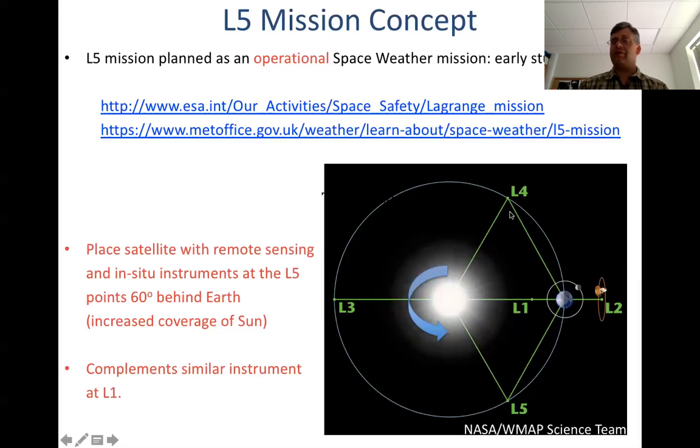Now, each of these points is displaced 60 degrees from the Earth: L4, 60 degrees in front of our orbit, L5, 60 degrees behind. But the importance of the L5 point is, of course, due to the direction of rotation of the Sun. This gives us early warning of active regions on the Sun and magnetic activity that is occurring on the Sun as it is coming around towards us. And this 60 degrees equates to about 5 or 6 days earlier warning than what we get currently from our present L1 field of view.